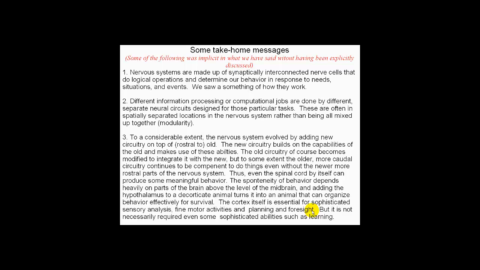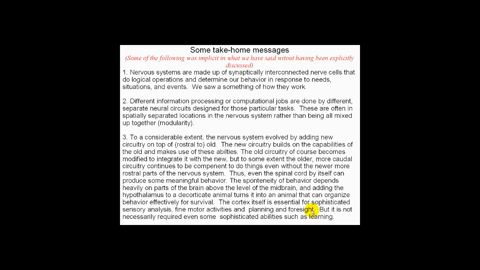Thirdly, to a considerable extent, the nervous system evolved by adding new circuitry on top of, that is to say rostral to, the old. That much we did say. The new circuitry builds on the capabilities of the old and makes use of these abilities. We didn't quite say that, but you should be able to see some examples of why we say it. The old circuitry, of course, becomes modified to integrate it with the new. We didn't say that, but it's true.